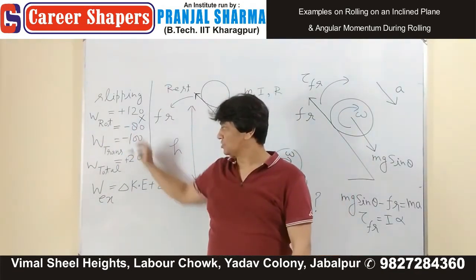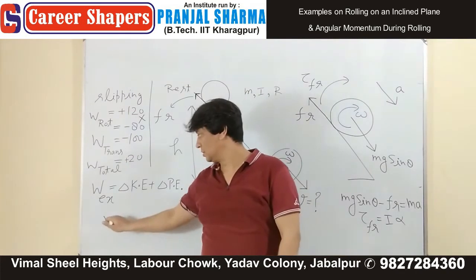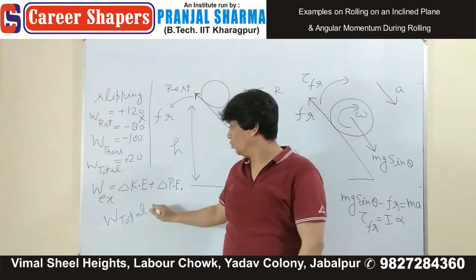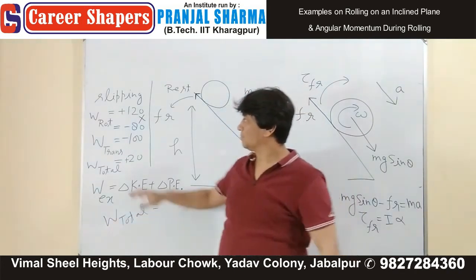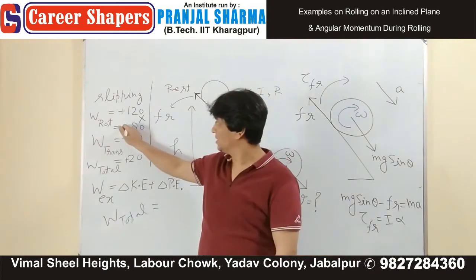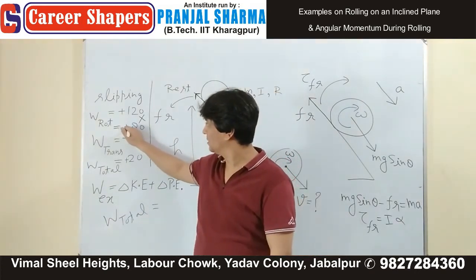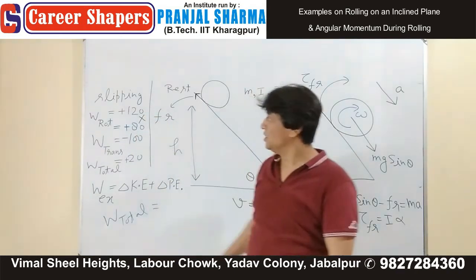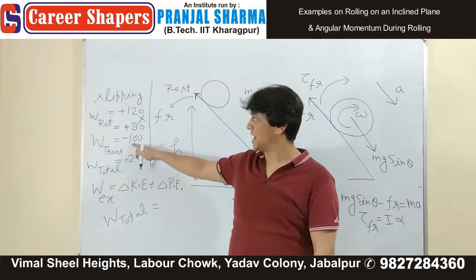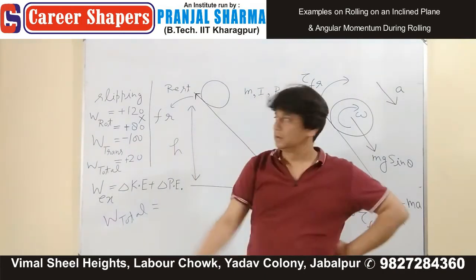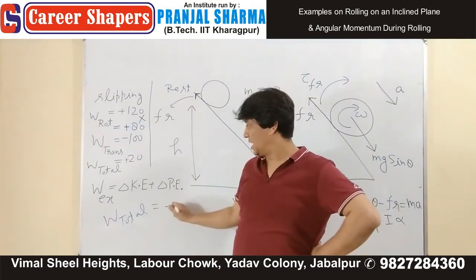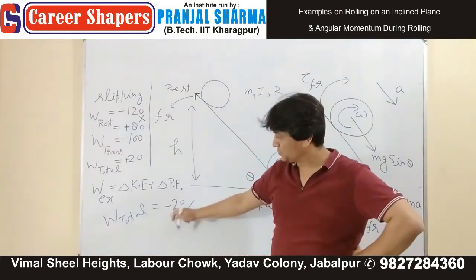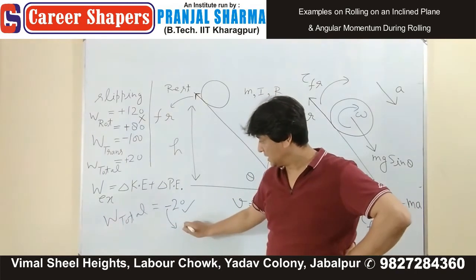If you have minus of 80, then your W total will be not minus 80, it should be plus 80. It should be plus 80, but the number should be less than 120. So this is plus of 80 and this is minus 100. Then what is total? Minus of 20. Minus means heat loss.